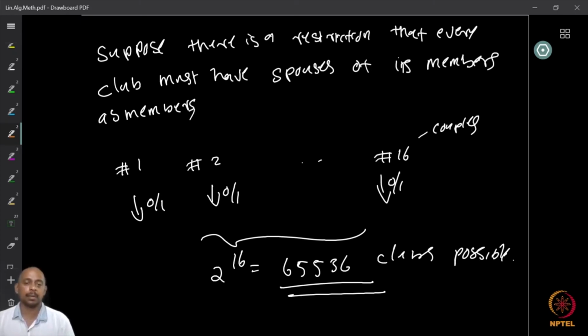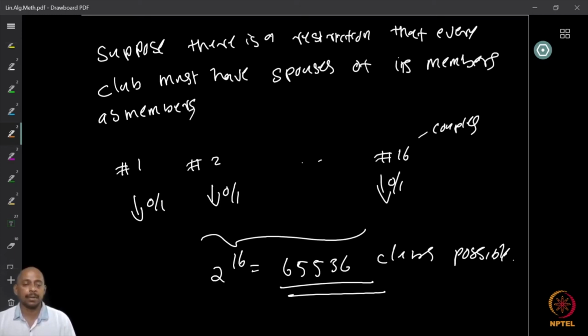Apart from the three rules, we say that every club must also have the spouses of its members. Everybody forming clubs is essentially an adult, so we can assume that they are married. Anybody who is joining a club must also have their spouse: a husband must have the wife as well as the wife must have the husband, etc. So anybody must have their spouses also as members, which puts a further restriction.